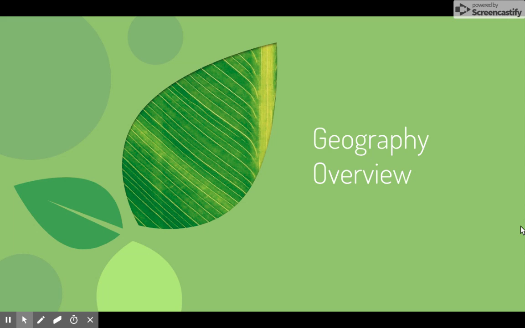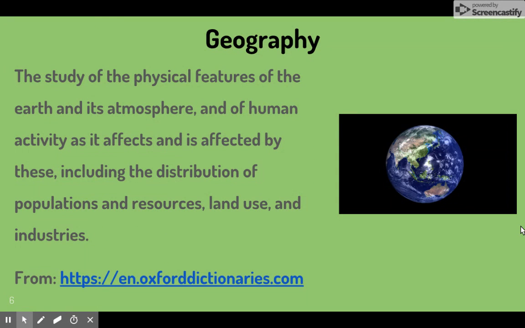Let's start today by addressing what geography is. You may have an understanding from some of the work we did yesterday, but here's a definition that we will be using throughout the week. Geography is the study of physical features of the Earth and its atmosphere, and of human activity as it affects and is affected by these, including the distribution of populations and resources, land use, and industries. You learned about some examples of human-environment interactions yesterday, and later on in the week we will focus on physical features.